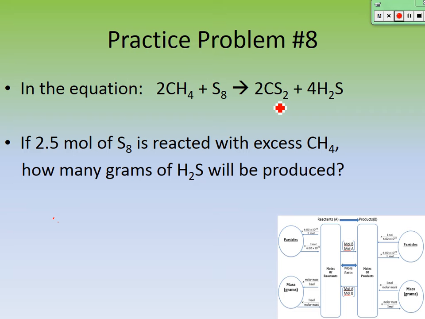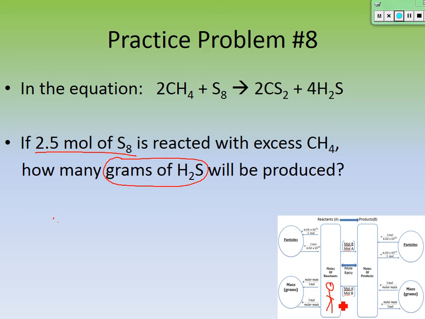What do I underline? It gives you what it gives you. What did it give me? 2.5 moles of S8. Good. What are we trying to find? Grams of H2S. Okay? So now let's go to the roadmap. Where are we, guys? Moles of S8. And S8 is a reactant. So I'm at moles of reactant.